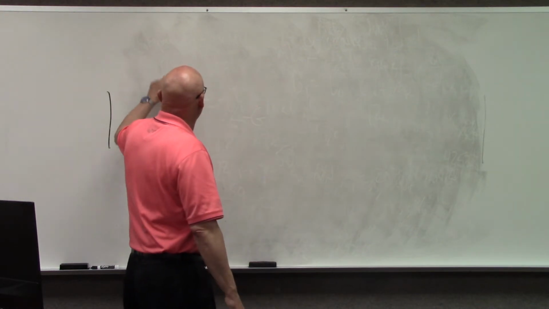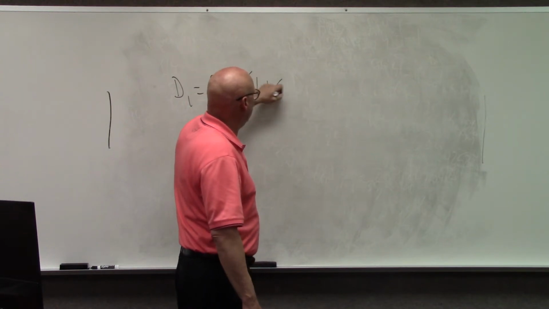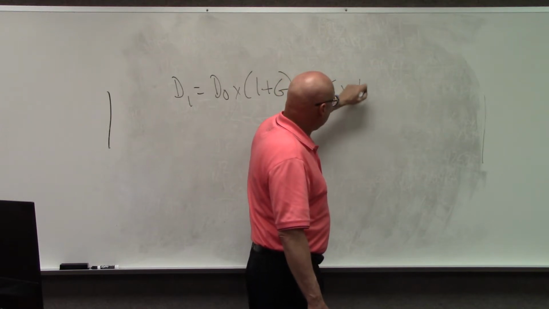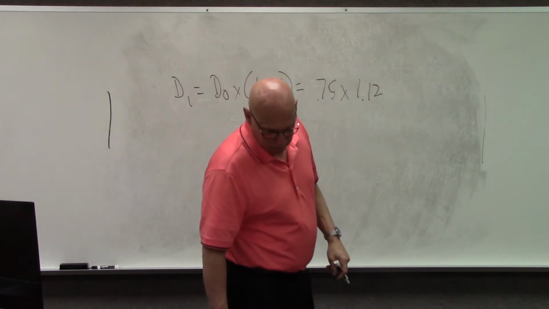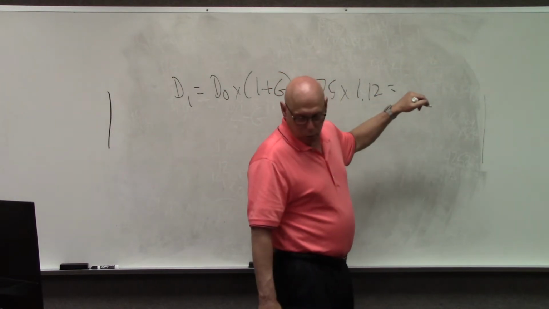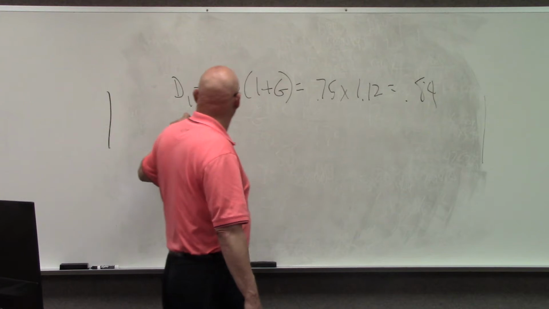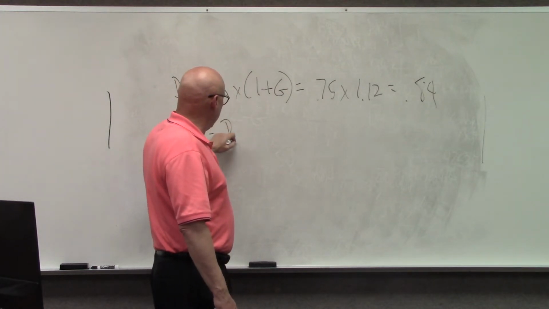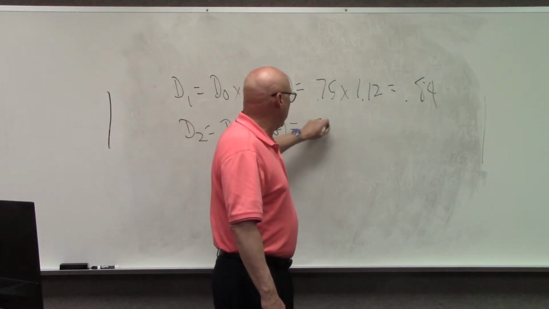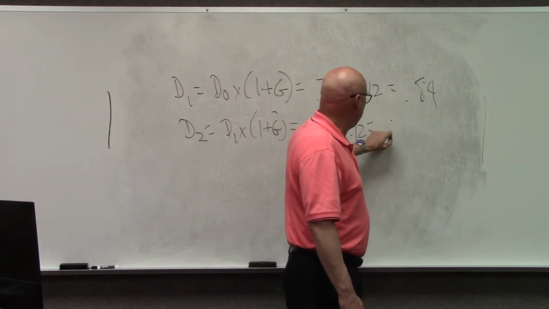So D1 equals D0 times 1 plus g. D0 is 0.75 times, and the growth rate is 12%. So 75 cents times 1.12 equals 84 cents. D2 equals D1 times 1 plus g. And so that's 0.84 times 1.12, and that is 0.94.